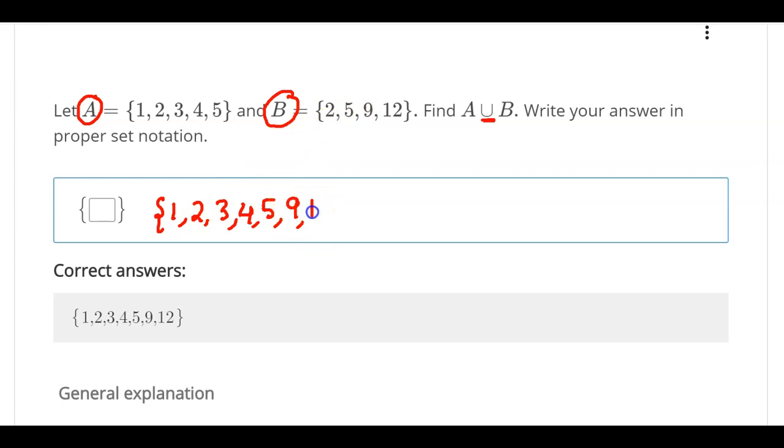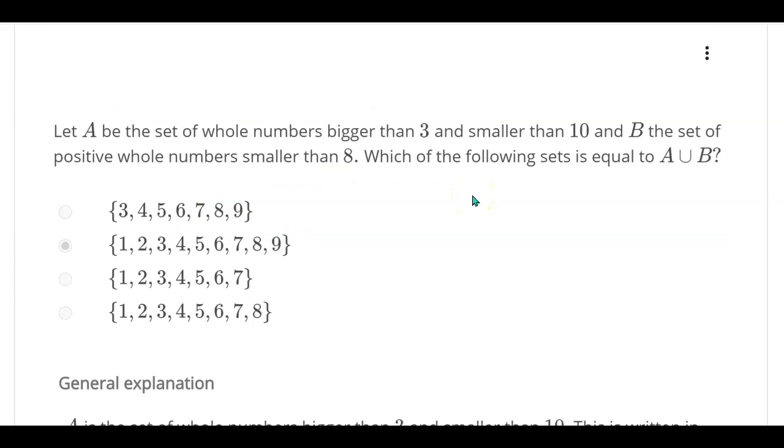So the next one is 9, and the next one is 12. Remember, you do not repeat your sets, but you simply combine and make sure everything is in your set. All right, let's look at the next problem here.